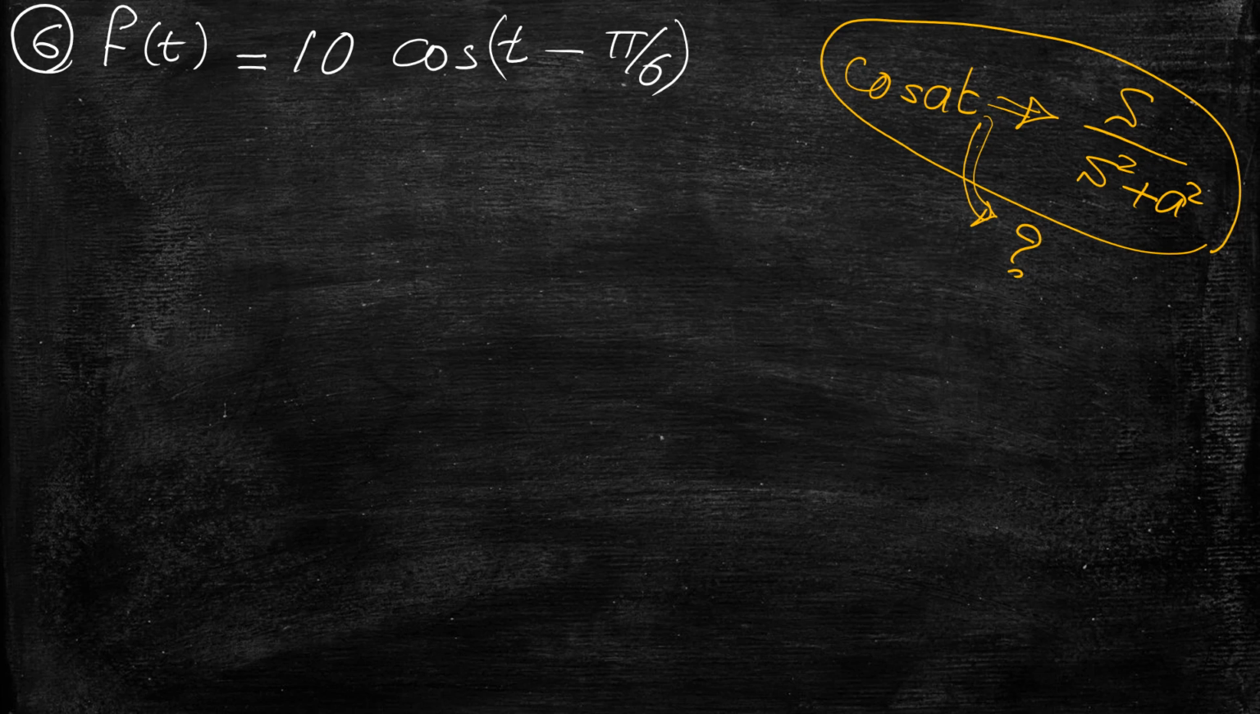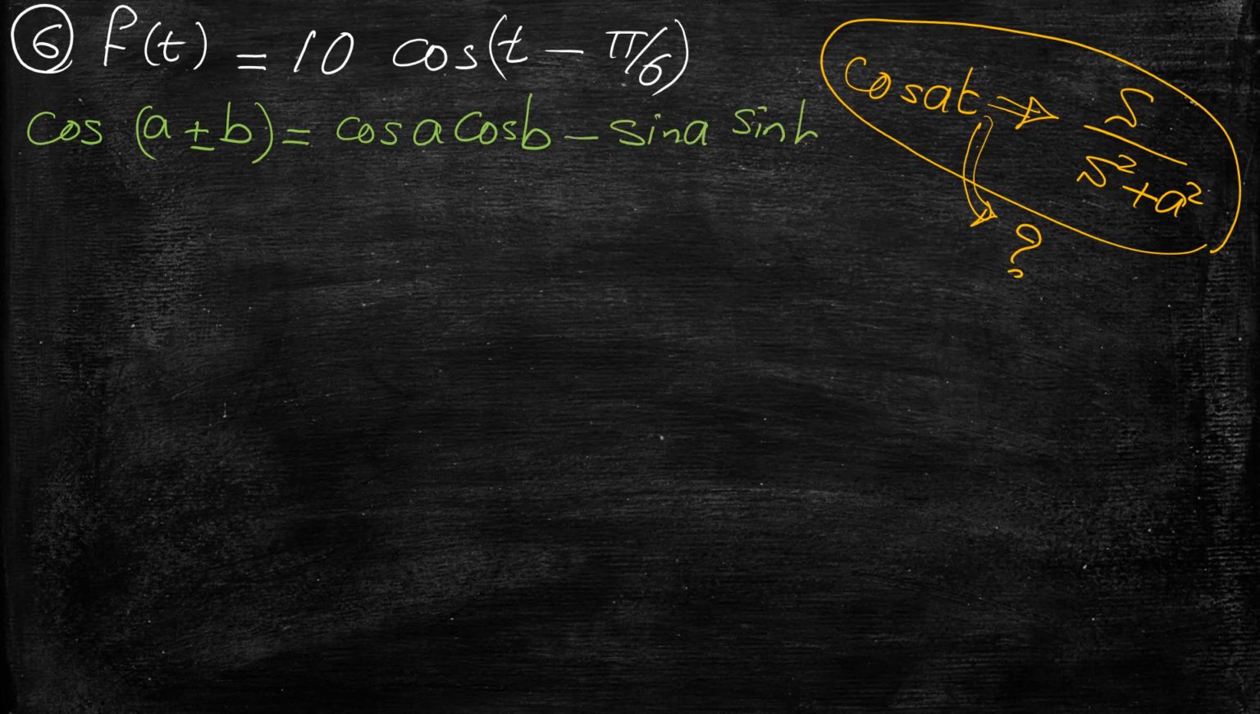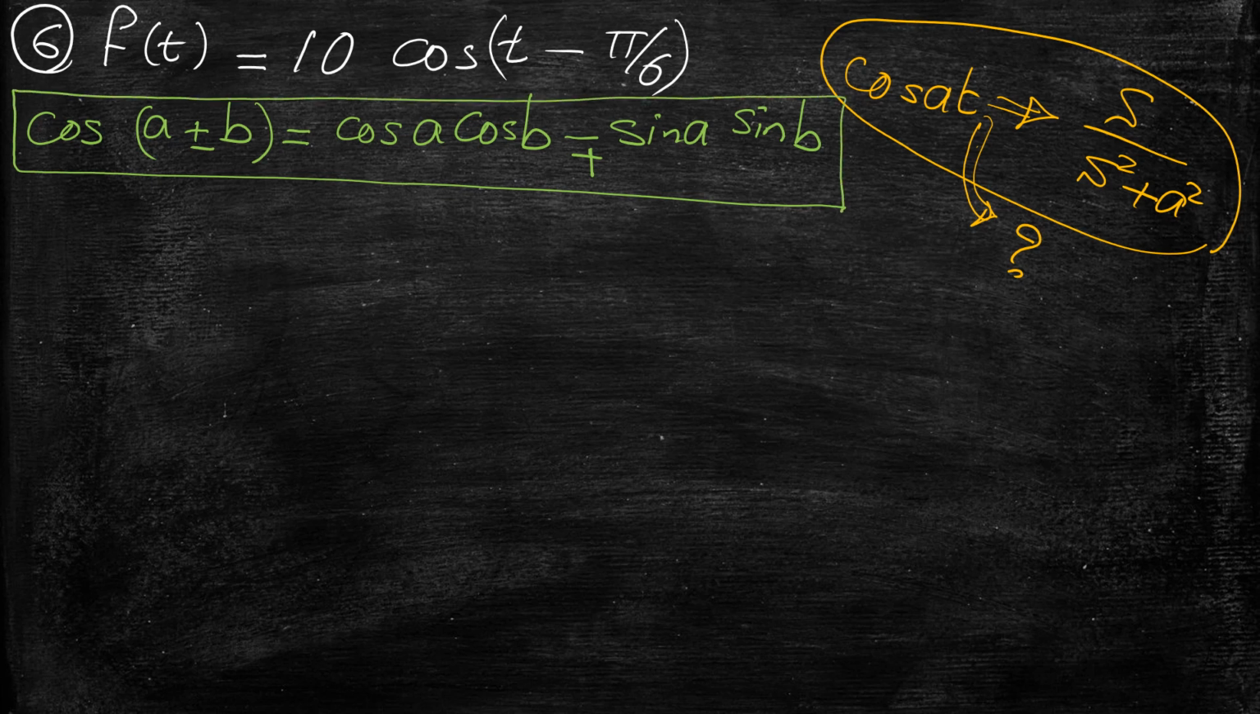So just to return back to some of these properties, we know if we have cosine a plus b or a minus b, this form can be rewritten as another form: cosine a cosine b minus sine a sine b. And if it was cosine a minus b, it will be plus. So this is some like reformulate this, cosine t minus pi over 6.